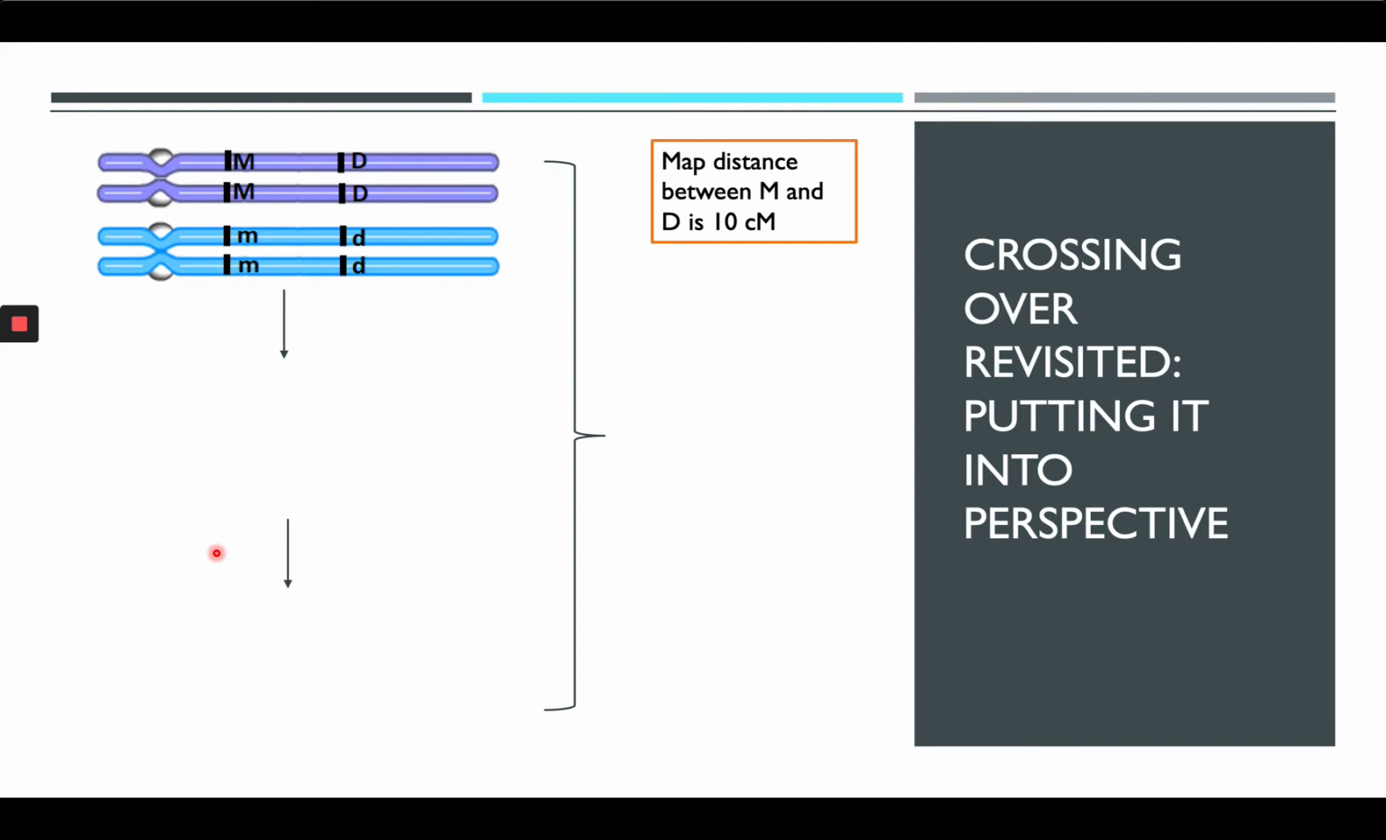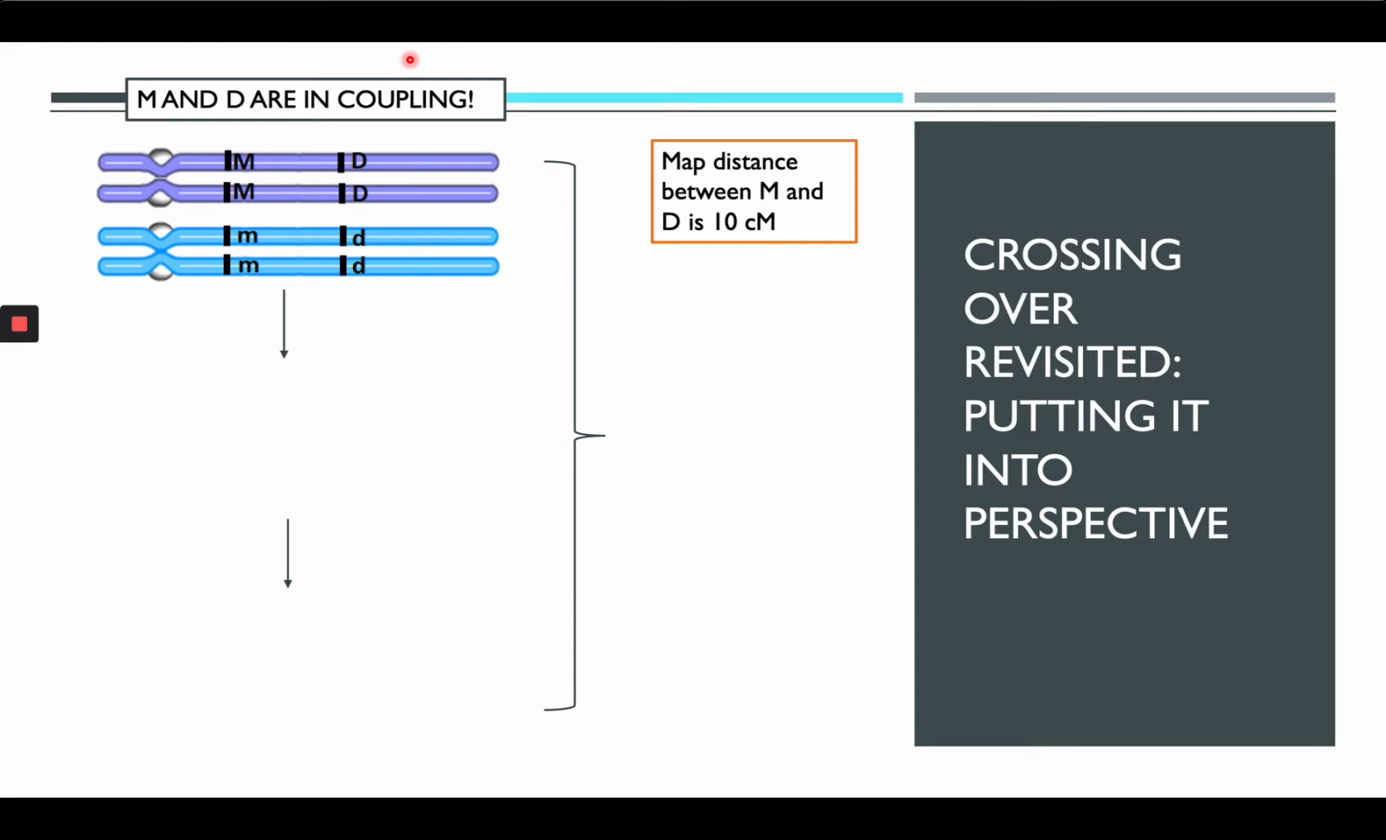Here's a pair of homologous chromosomes. You have 2 chromatids per chromosome, and the map distance between genes M and D on these chromosomes is 10 centimorgans. We can determine what the parental gametes are by looking at which alleles are on the same chromosome. In this case, the dominant alleles big M and big D are together, while the recessive alleles little m and little d are together. This means that the genes are in coupling. Later, we'll look at an example where genes are in repulsion.